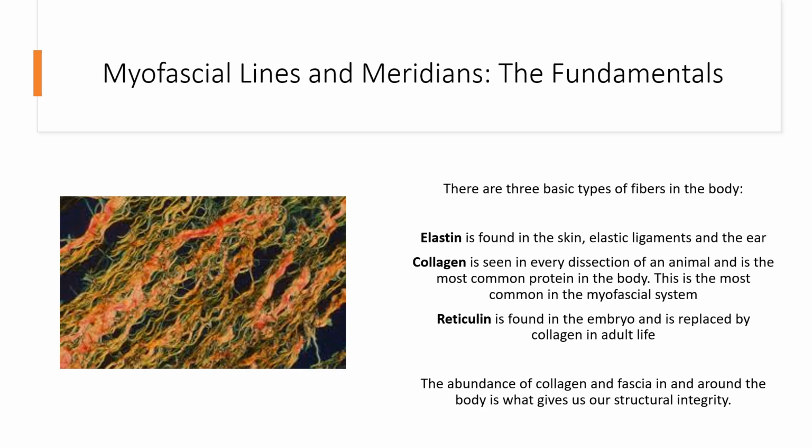So collagen is very important, and the abundance of collagen and fascia in and around the body is what gives us our structural integrity. And therefore, if we get fascial injury or we lose the amount of collagen that we have, or it depletes, our structural integrity will start to diminish as a consequence.